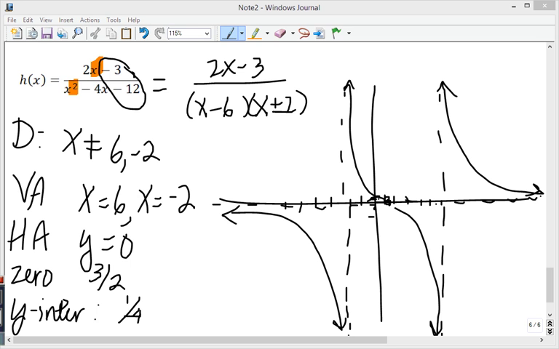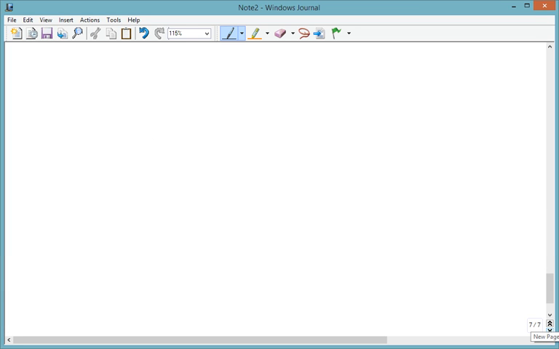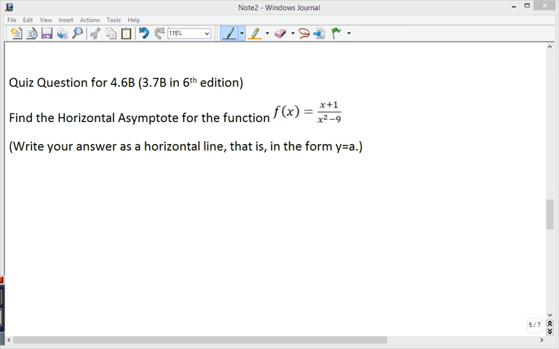I know that was kind of a quick run through of the graphing. We'll do more graphing on the next video, and we'll do a lot more in class. So here's your quiz question for 4.6b. I just want you to find the horizontal asymptote of this function. It's a horizontal line, so write it in that form where it would say y equals some number. And put that into Canvas.